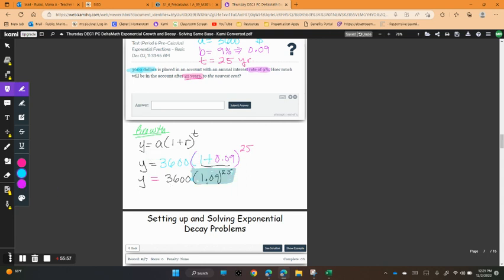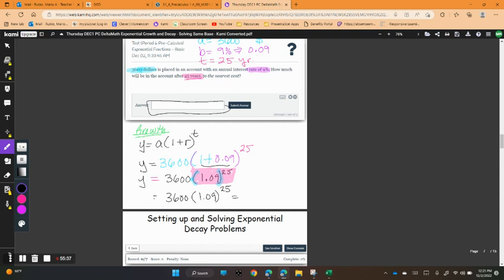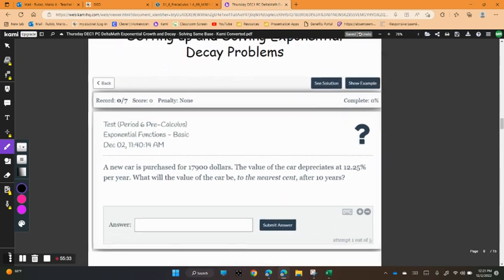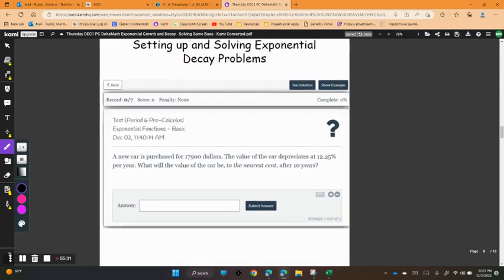If you put it in the calculator, it will automatically follow order of operations for you. But please make sure that you include these parentheses when you type it into the calculator. You have to type it in exactly as you see it. 3600, the parentheses, and then raised to the 25th. Okay, that should give you some answer, and that's what you're going to type in here to the Delta Math. Okay, let me show you an example of a decay and what kind of keywords you're going to see when you're looking at decay.